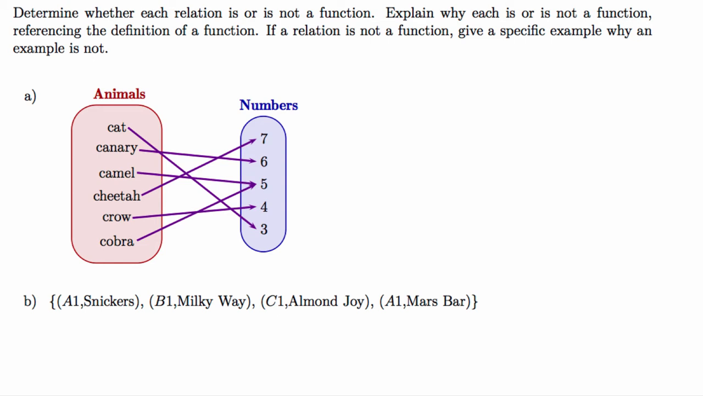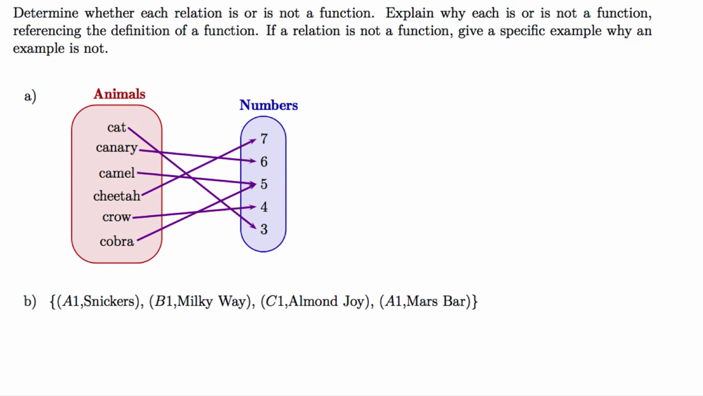In part A, we have a relation between animals and numbers. Cat is paired with 3, canary is paired with 6, camel is paired with 5, cheetah is paired with 7, crow is paired with 4, and cobra is paired with 5.